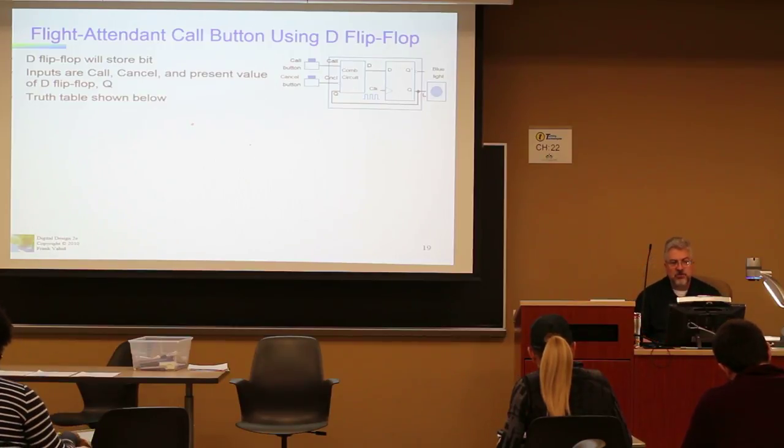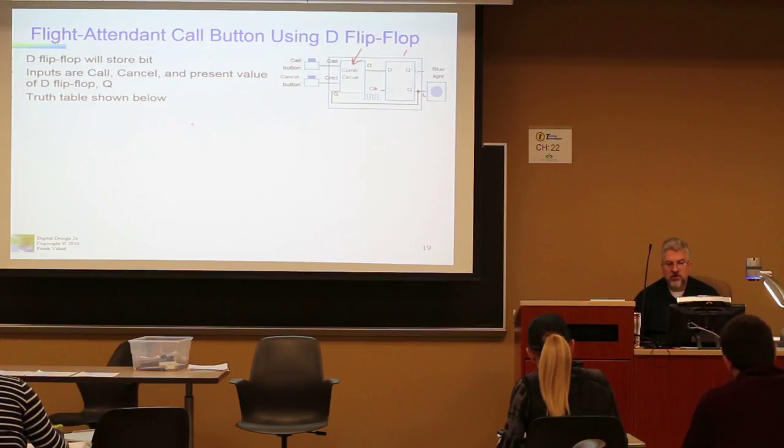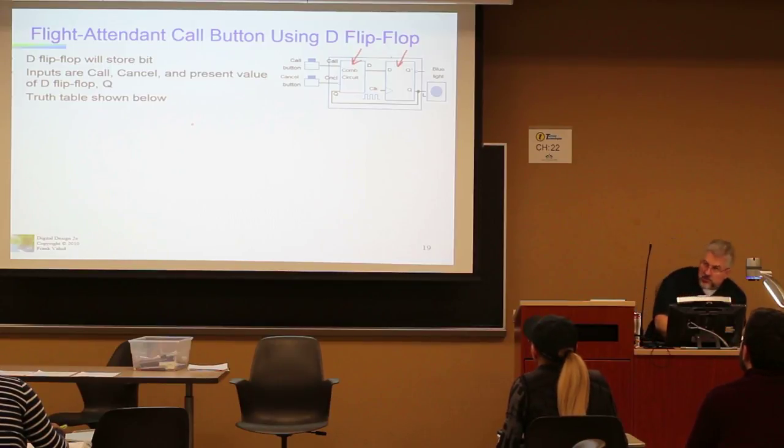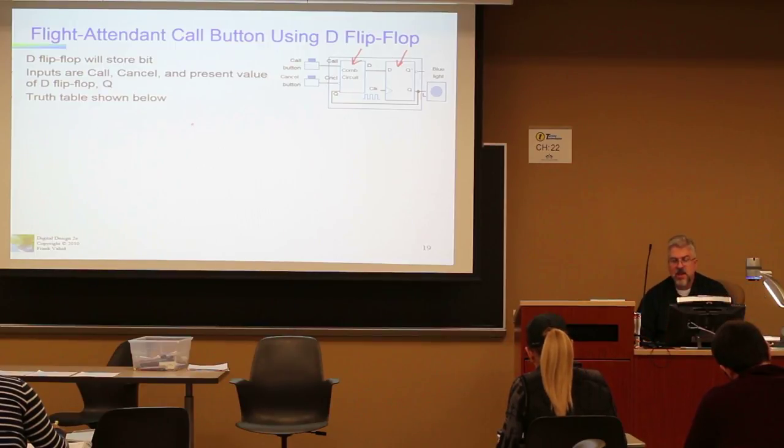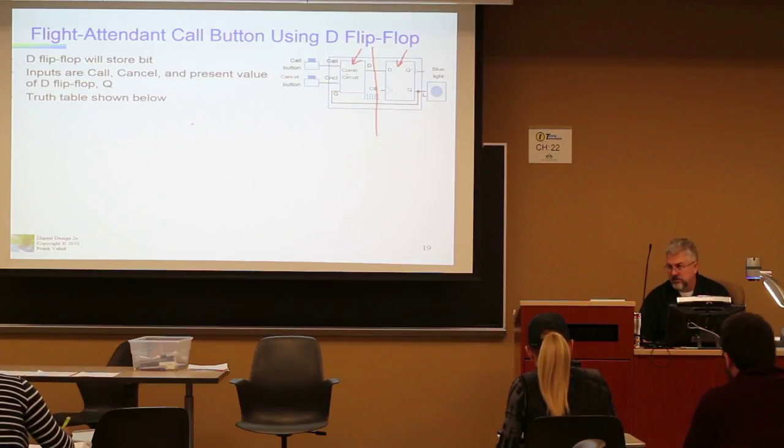Remember, our D flip-flop is going to store one single bit. And with any sequential circuit, you're going to have the combinational part here, followed by the sequential part here. It turns out that our sequential part is only a single bit. Notice that the clock is only used for the sequential part. There is no clock used in this combinational part of the circuit.